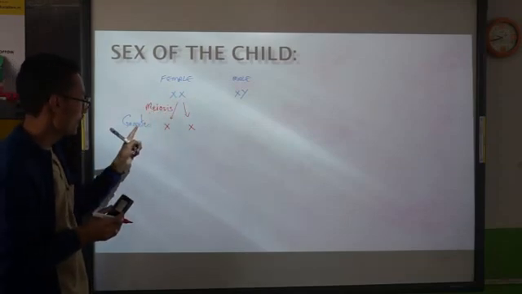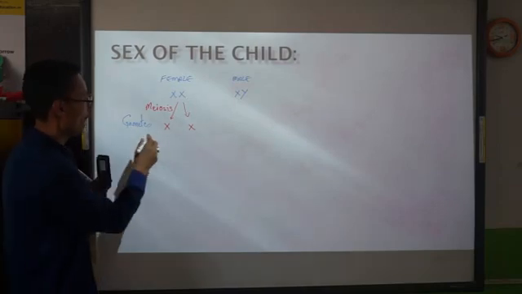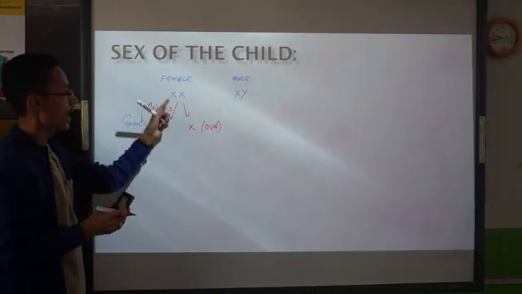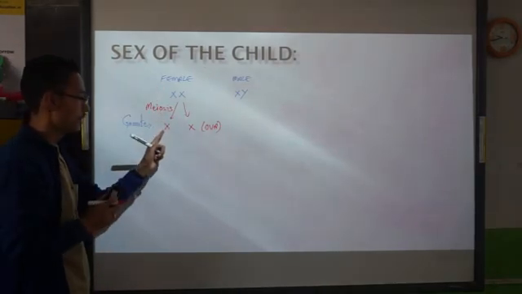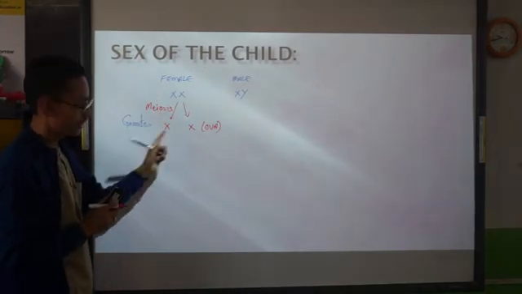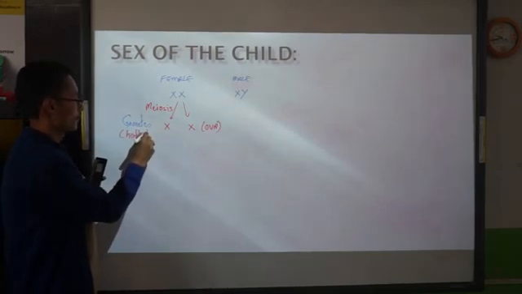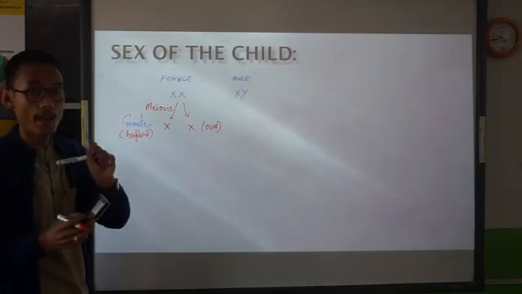So the gametes, that is ova, produced by the female always bear the X chromosome. Clear? And gametes are haploid.